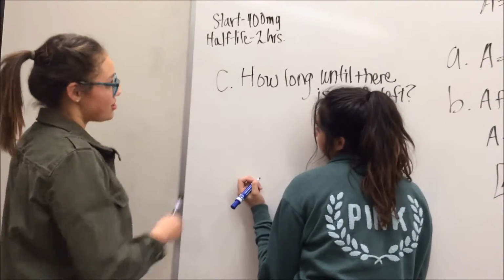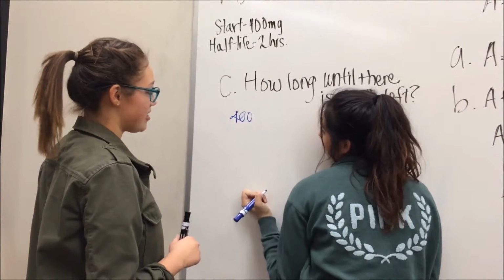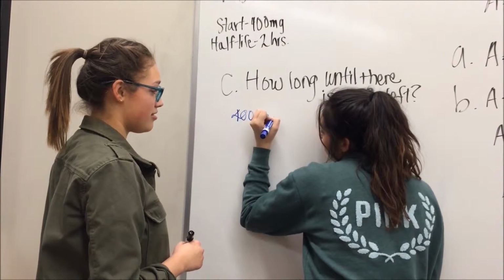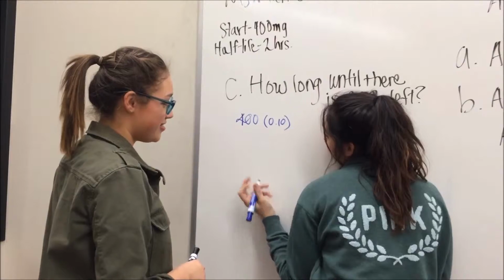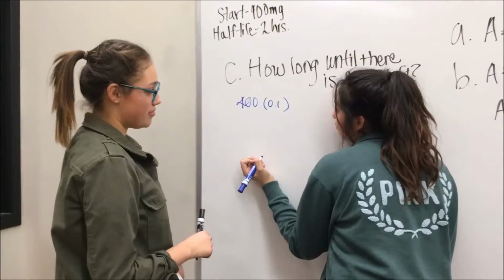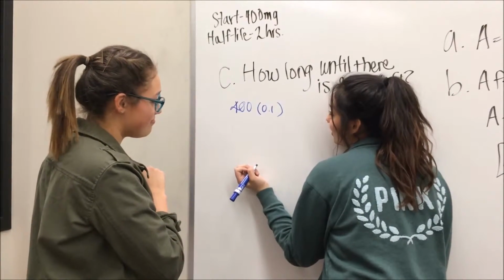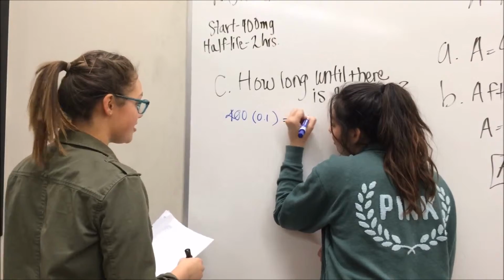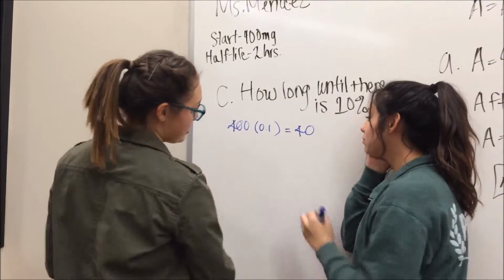Okay, so you're going to start with your start amount, which is 400. And then times that by 10% as a decimal. 0.10? No, Nataysia, 0.1. Same thing. And what does that equal? I don't know. 40. So that is going to be your end amount.